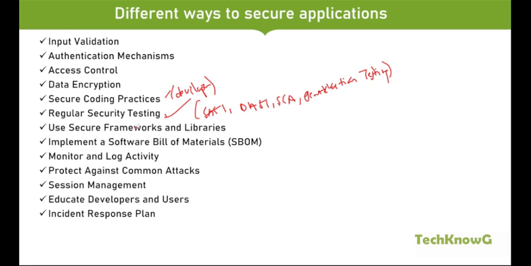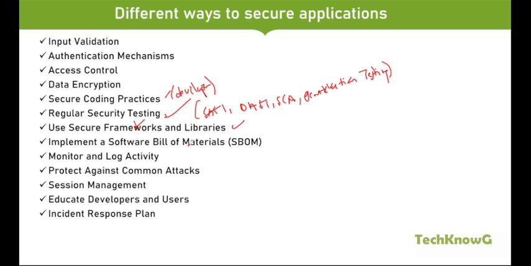Then using secure frameworks and libraries. Whatever frameworks and libraries are used during the development phase need to be very secure, so that they add a secure layer to the application from inside also. Because of that, we can use this. So this also improves the application security.